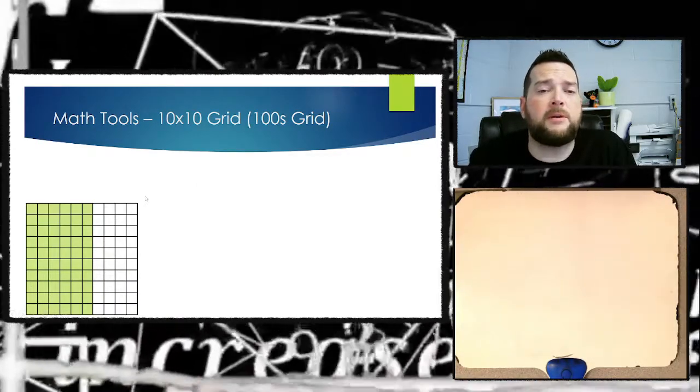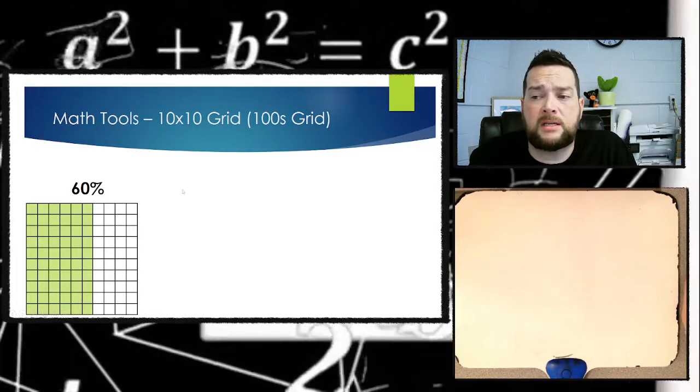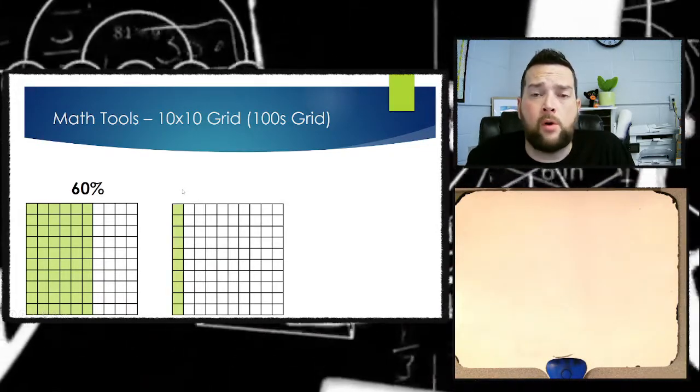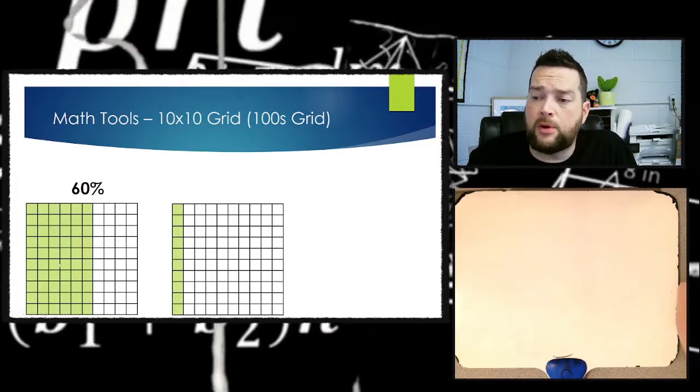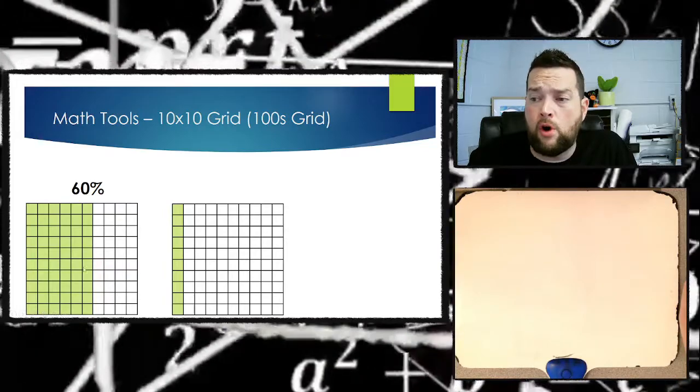What percent of the box is shaded? You should get 60 out of this. And then, therefore, what percent of the box is not shaded? All right? Well, if 60% is shaded, then I just know 40% is not shaded.